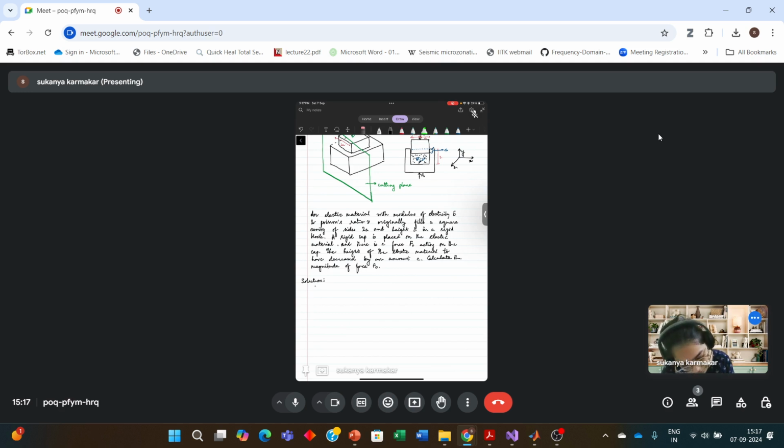So the block is allowed to deform in y direction, that is, in the y direction epsilon y can have a value delta, but epsilon x and epsilon z are equal to 0. Okay.